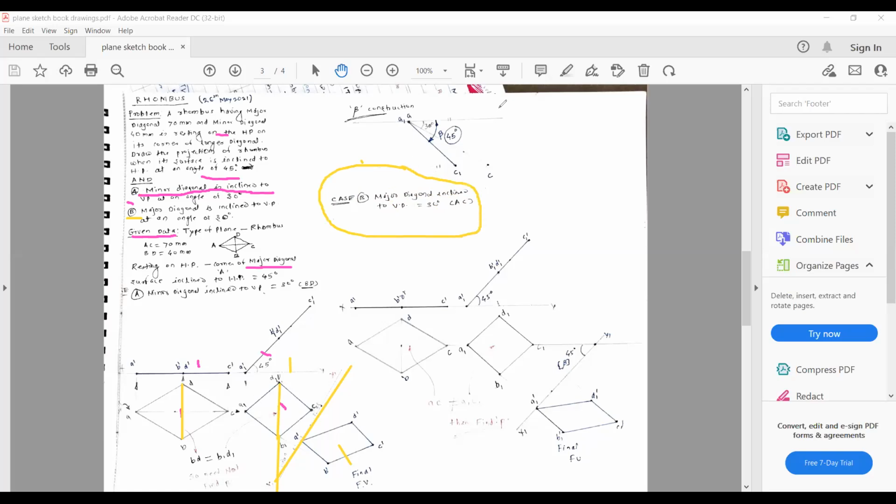See, you might be knowing about the major diagonal. See, the major diagonal is this one, A to C. The minor diagonal is B to D. B to D is the minor diagonal.